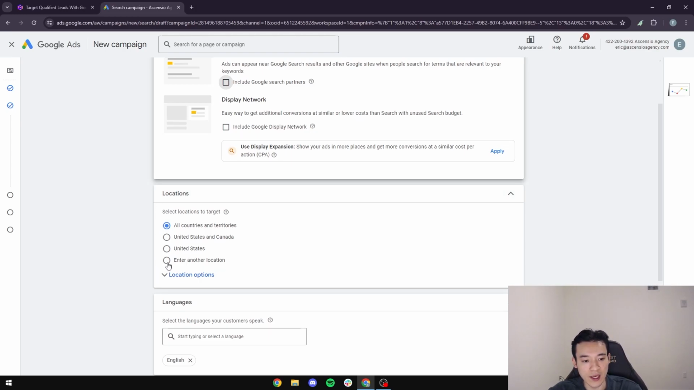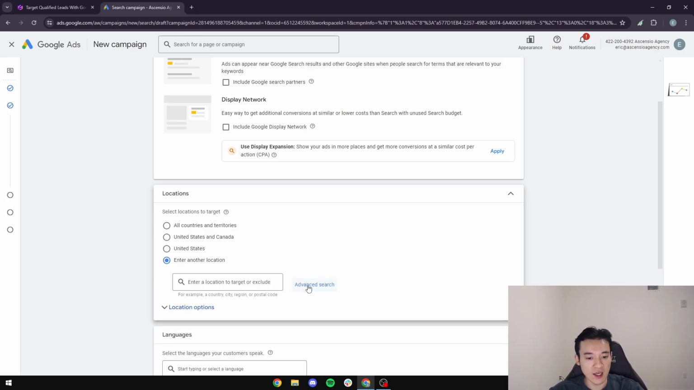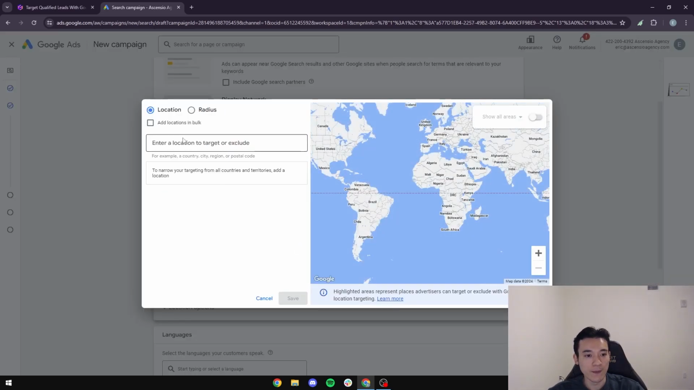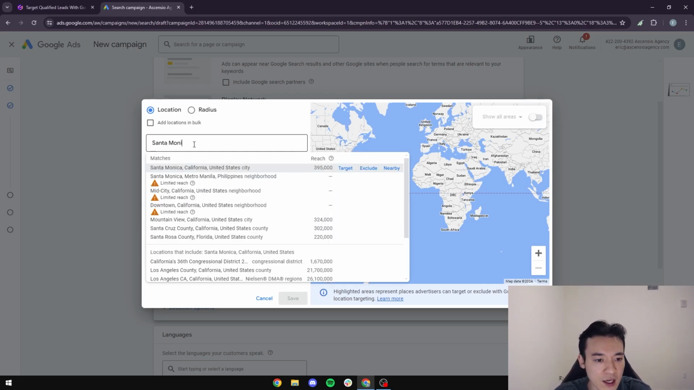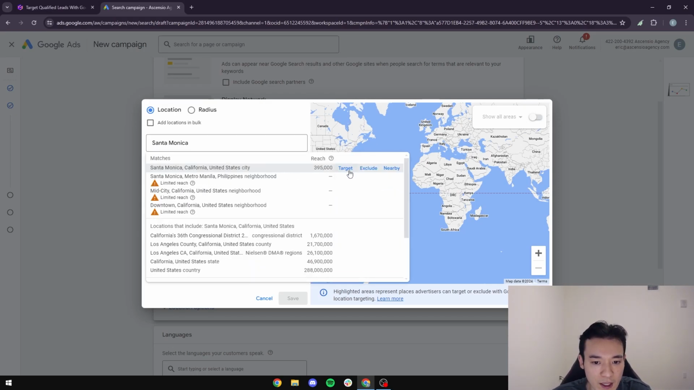You want to select enter another location, unless you have a business, like a roofing company, that targets nationwide, global-wide in all 50 states, then by all means run that there, right? But if you're targeting specific cities, you want to make sure you press the advanced search. Now, let's just say, for example, we're going to do radius, we're going to do location first, and let's just say we are going to target Santa Monica, California, right?